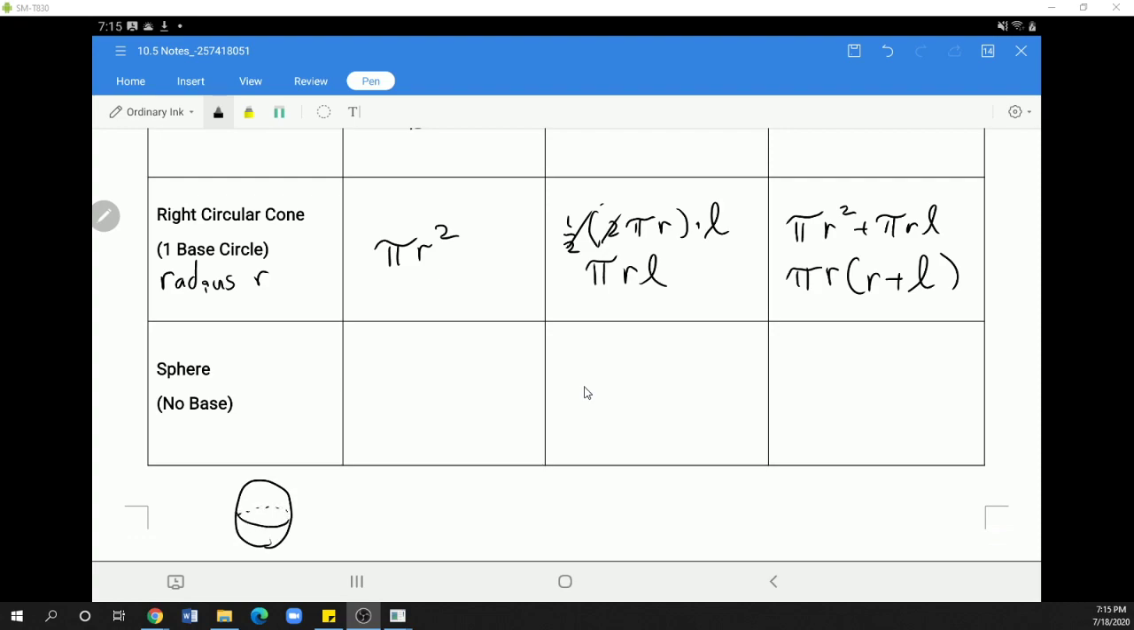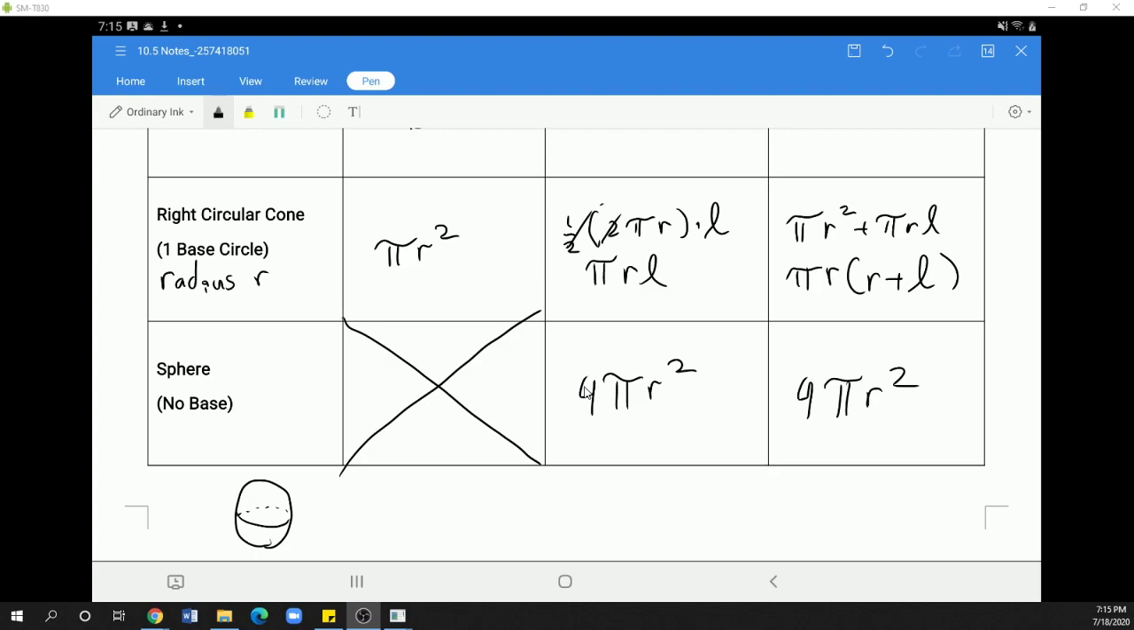So the best you can say, a sphere doesn't have a base, so base area doesn't make sense. And the surface area, it turns out, is pi r squared, which, oops, no it's not. Yeah, it is. That's surface area. I was thinking volume for a second. It's 4 pi r squared. For a sphere, that's the best we can do.